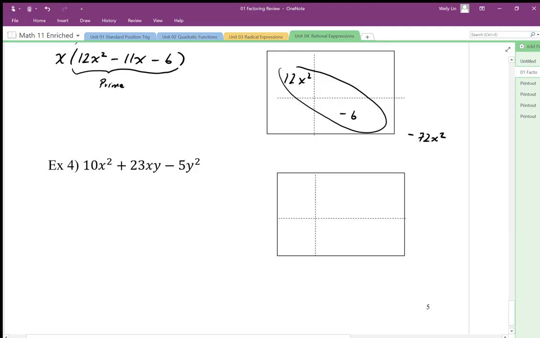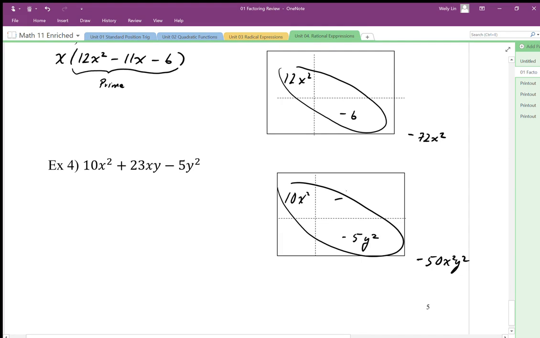So the last one here, again, we look for our greatest common factor. Now we have this x squared, xy, y squared. So this pattern is a quadratic pattern, so we should be able to fit it into our model. So we're going to put it into our x squared here, negative 5y squared. Our cross diagonal product is negative 50x squared y squared. Well, I can split up 23xy to multiply to x squared y squared if I have xy here and xy here. So we're looking for two numbers that multiply to 50 and have a difference of 23.